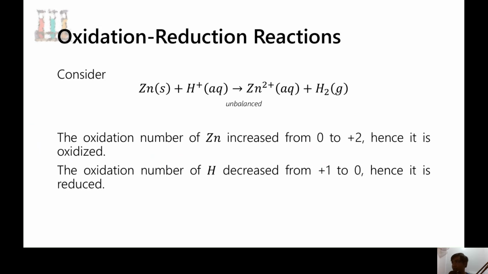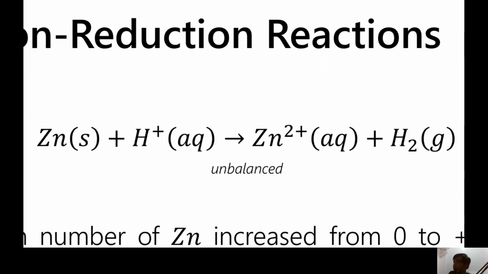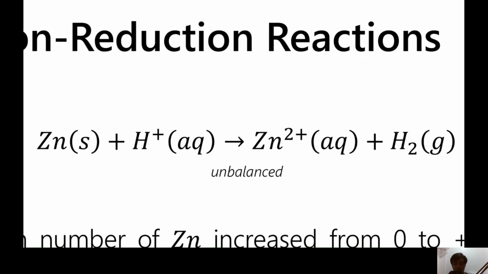So let's consider this equation. For now, for simplicity, it is unbalanced. Is this a redox reaction? Let's check. One way to check if that's a redox reaction is to check the oxidation numbers.